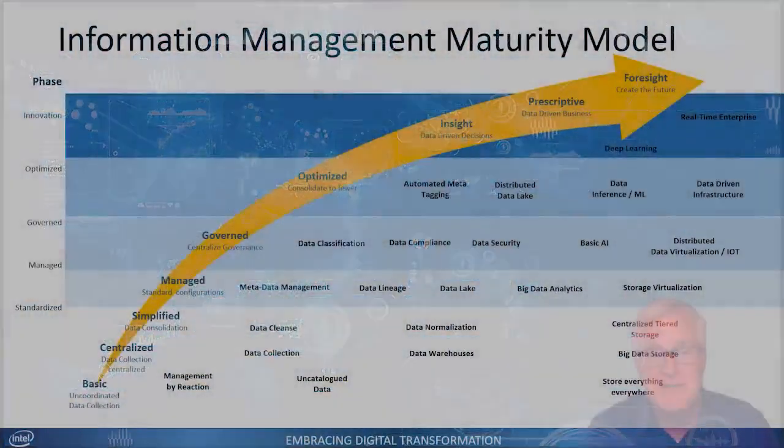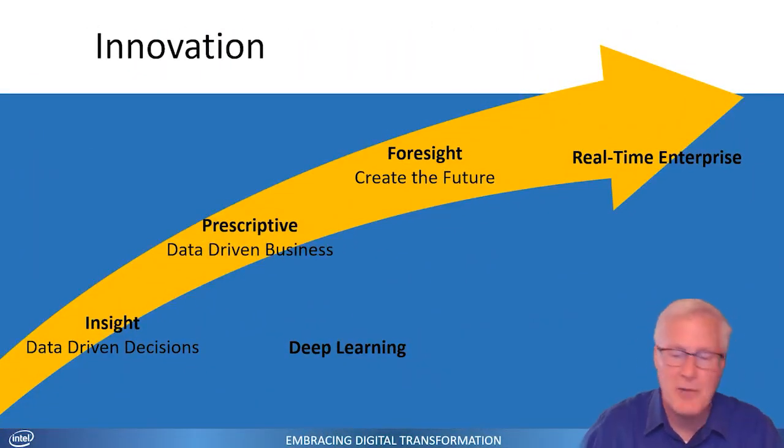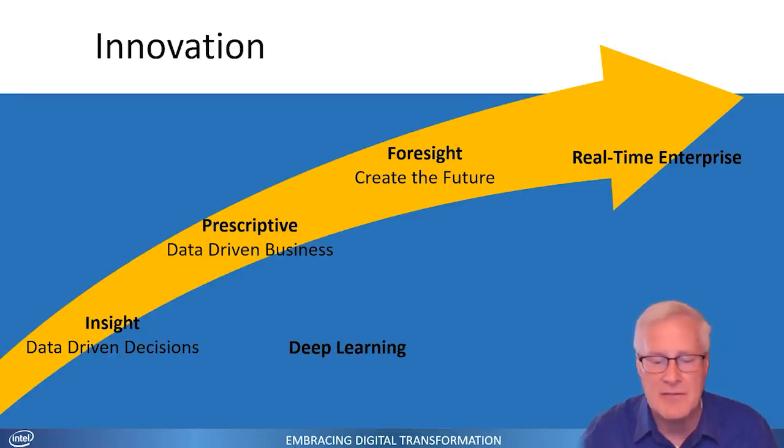Now, let's move on to innovation. Now, this is where we really want to get to, because now we can really start doing some interesting things with the data that we have. And this is where deep learning is really playing an important role. And this is where we get into that real-time enterprise that we want, where I can make decisions, and decisions are being made automatically, both on my infrastructure, my product marketing, my product development. All those sorts of things are now all completely data-driven, and we have more and more automation.